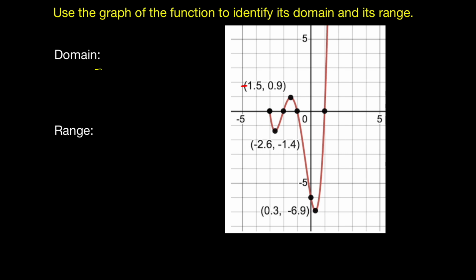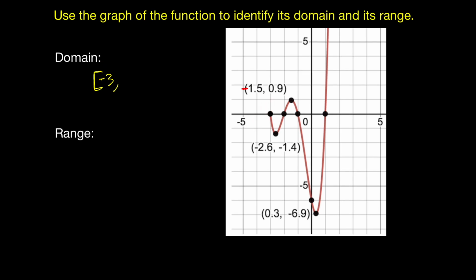So my domain is going to begin at negative 3. We're going to include the negative 3, so I'm going to use a bracket because I have a closed point. And now if I keep traveling to the right, I can see that my graph is going to keep going and it's going to keep on extending up no matter how much I move to the right. It's going to keep on extending. So here, we're going to go all the way up to infinity. So my domain is from negative 3 to positive infinity, and infinity always has parentheses.